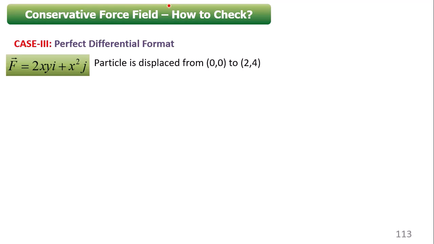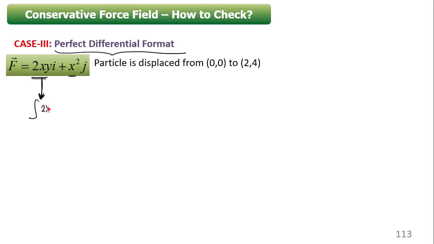This is called the perfect differential format. What is that format? Now the x and y are mixed with each other. In the x component, there is not only x but y also. In the second part, x square is there, but no y component. For that situation, first of all you have to check whether you are getting the answer or not. You have to integrate this component with respect to x.